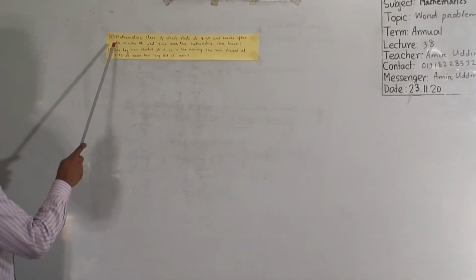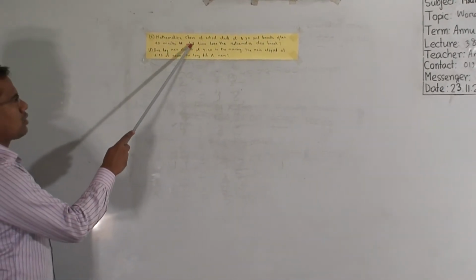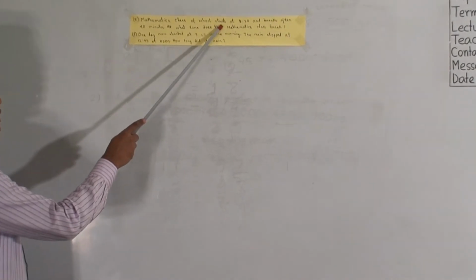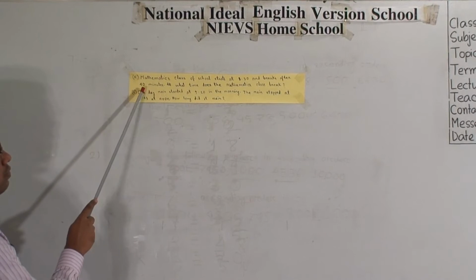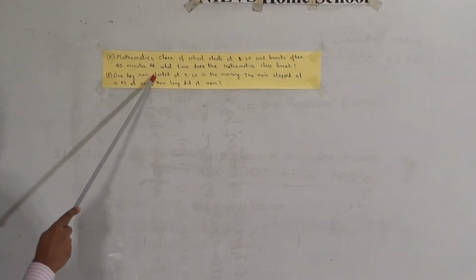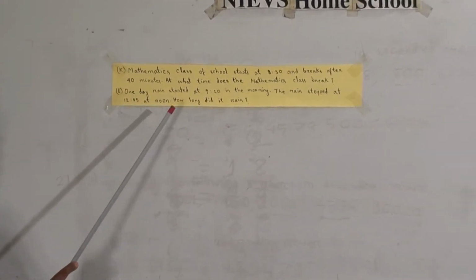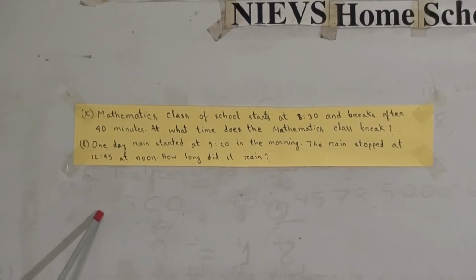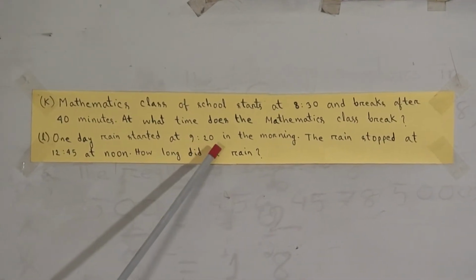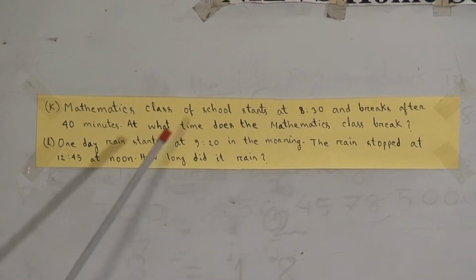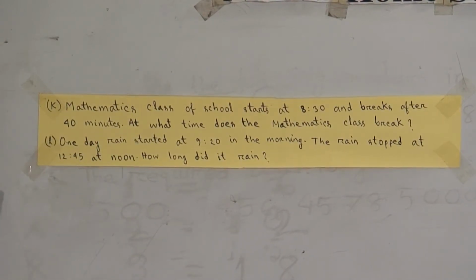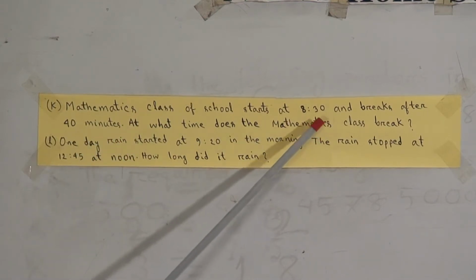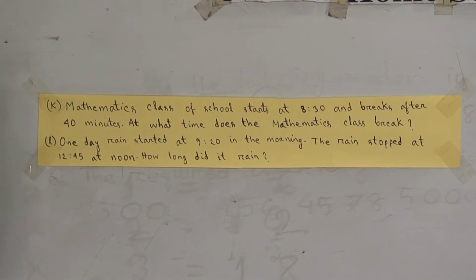First question: mathematics class of school starts at 8:30 and breaks after 40 minutes. At what time does the mathematics class break? Here the class starts at 30 after 8 and breaks after 40 minutes. So for finding out the breaking time, we have to add 40 minutes to this time.